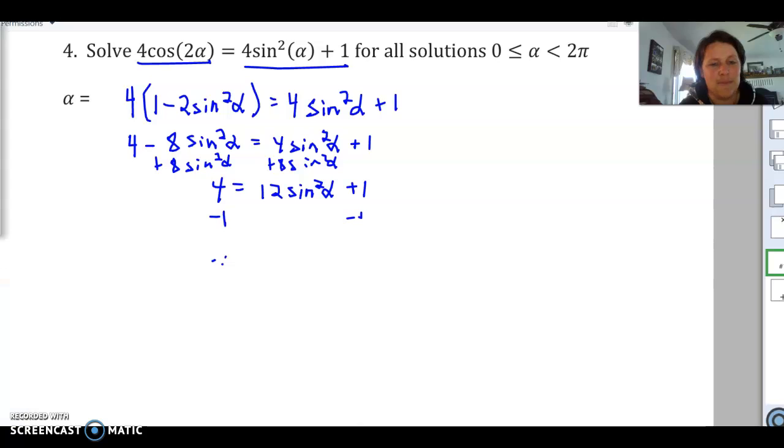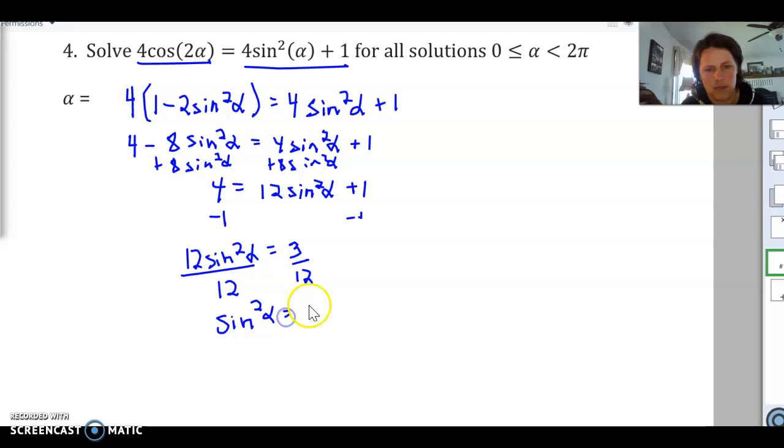All right, I want to write my sine on the left-hand side. So I have 12 sine squared alpha is equal to, what I do, subtract 1 from both sides, so I have 3. And then divide both sides by 12. And then we have sine squared alpha is equal to 1/4. And then we're going to take the square root of both sides.